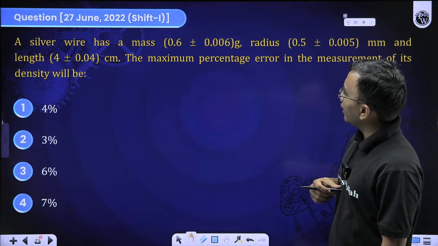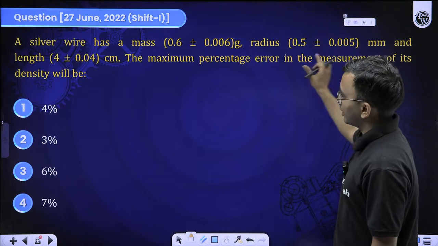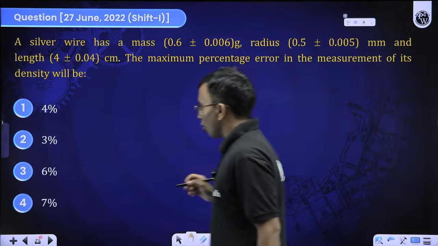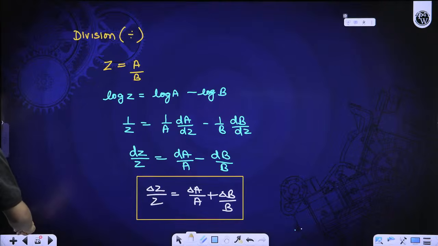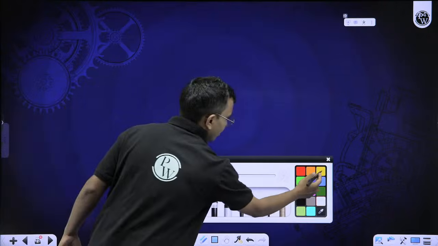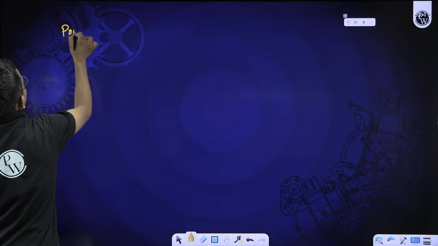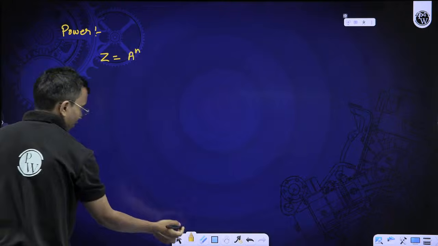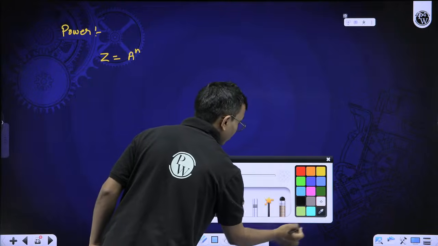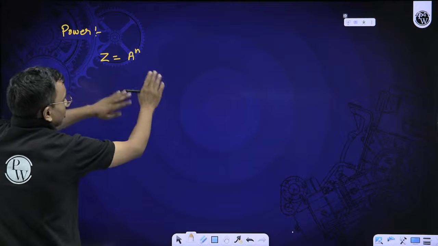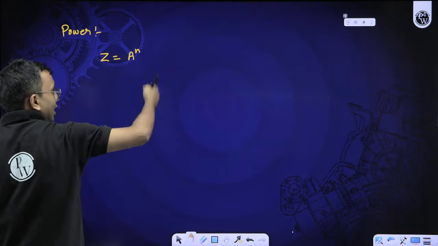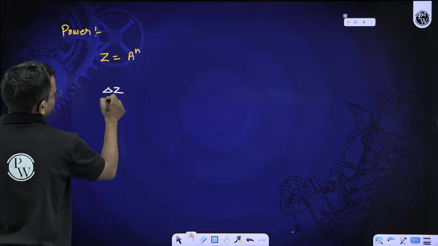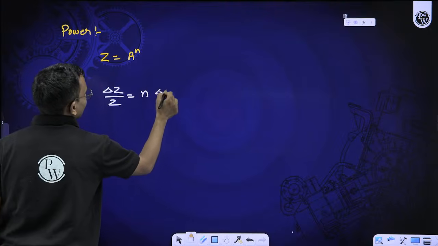A silver wire has this mass, this radius, and this length. The maximum percentage error in the measurement of density will be. Okay, one more thing, sorry. I forgot about the product and power thing. If some power is there, let us take z is equal to a to the power n. How will that error relate now? Here you are multiplying a into a, n times. So delta a by a, delta a by a, delta a by a will come n times. So I can say delta z by z is equal to n times delta a by a.